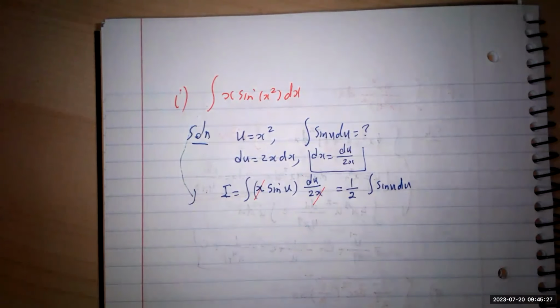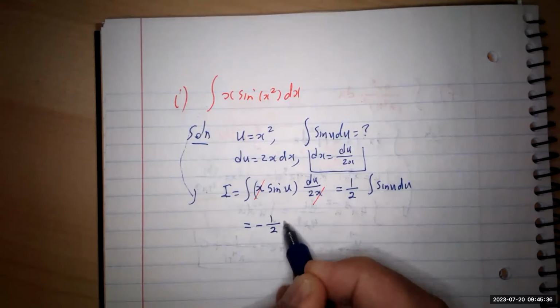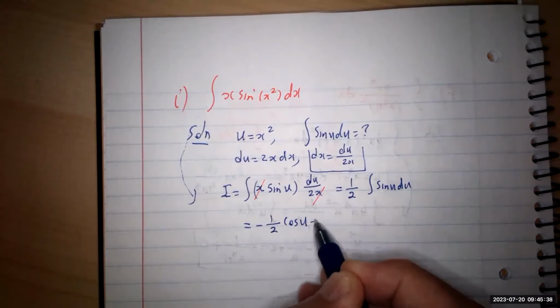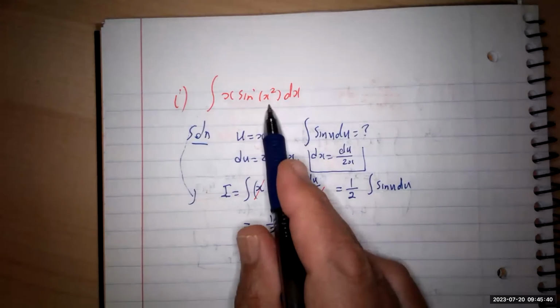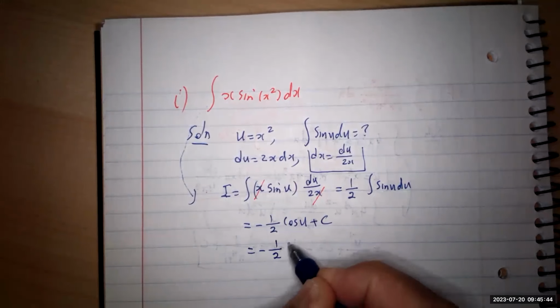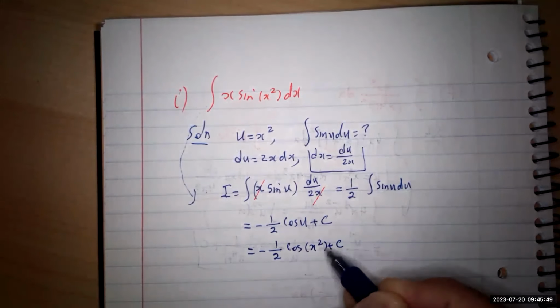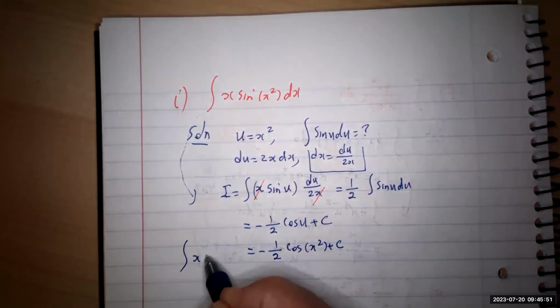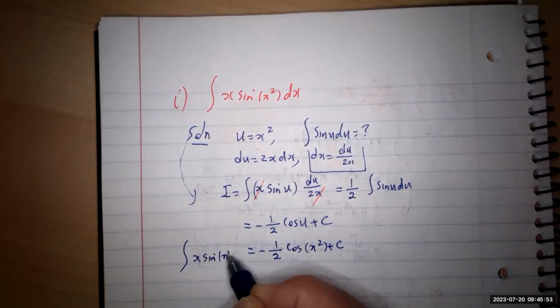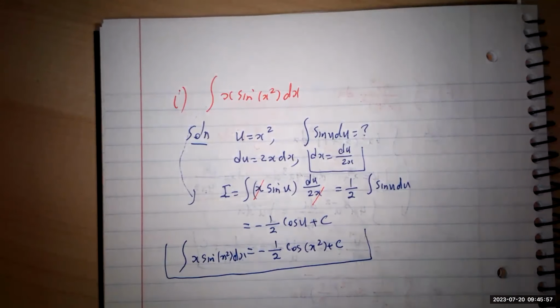You know that you want to find a function whose derivative is sine. That function is a negative cosine. So it's going to be negative 1/2 cosine of u. But you have to substitute for u. So that gives negative 1/2 cosine of x squared. And then you're done. This is integral of sine of x squared times x. Very, very popular integral. This and all this type.